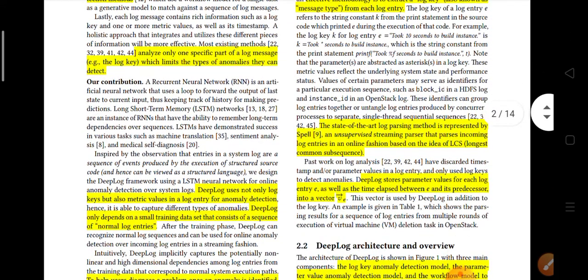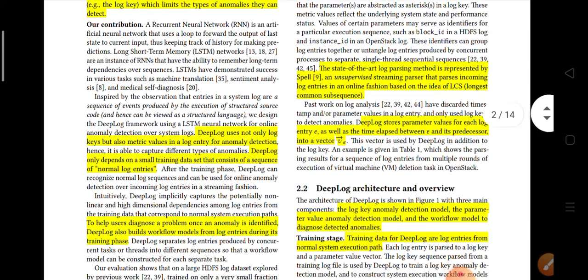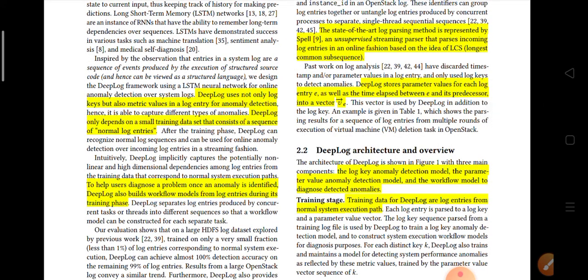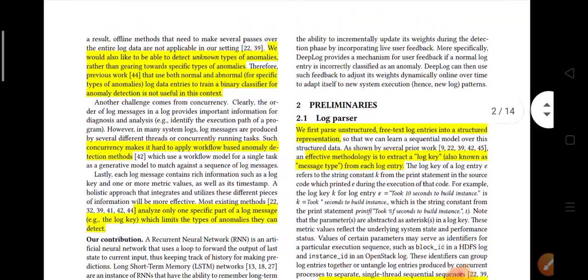So in the next section, they're telling the same point: they need only a small training data set to do the training. That's one more advantage of this DeepLog paper. And once the problem is diagnosed, they add a workflow model that will diagnose the anomaly and come to a conclusion about how this anomaly is arising.